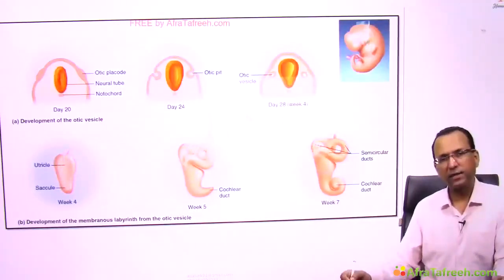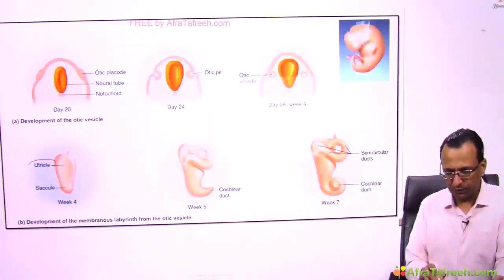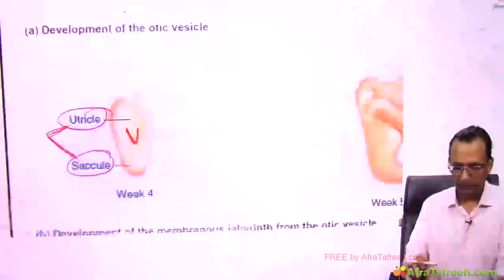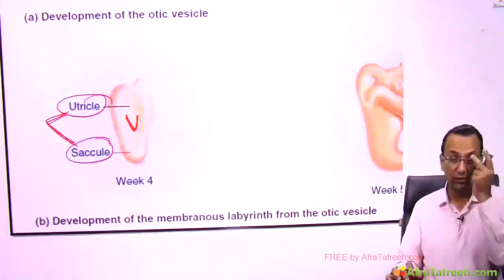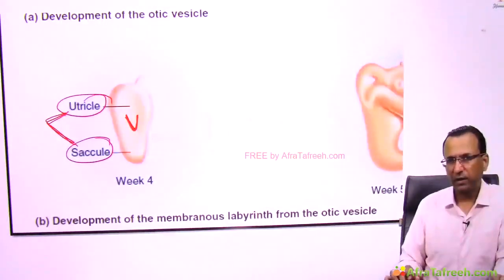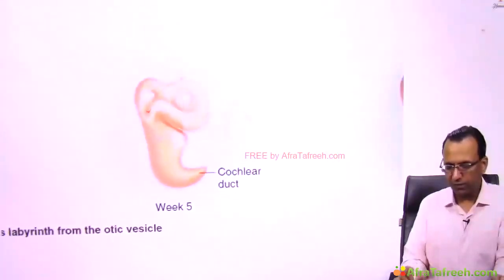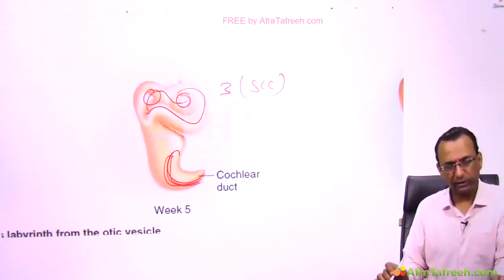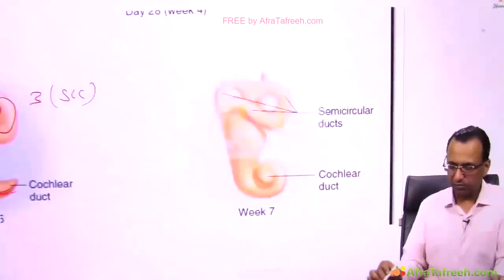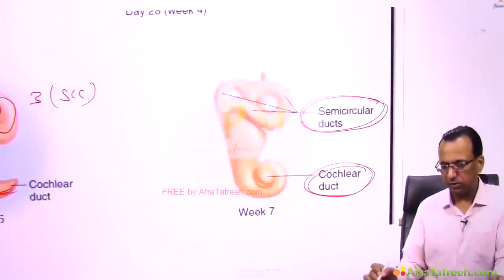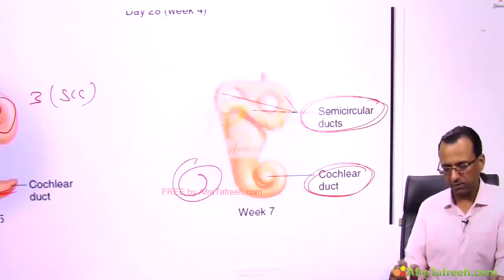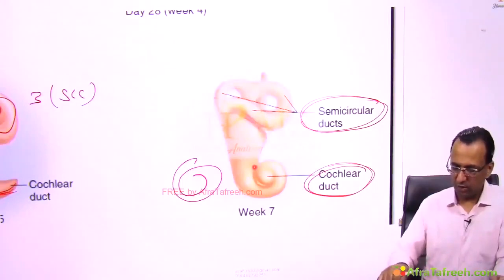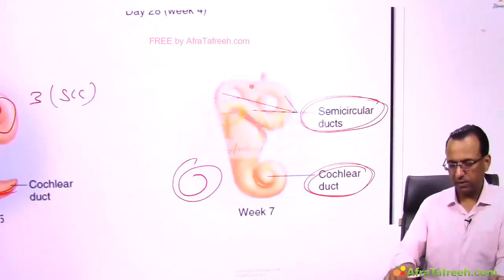And what is there in the inner ear? There is a vestibule, which is utricle and saccule. What else is growing? Three semicircular canals and the cochlea also. I think the cochlea is spiral. Yes, the cochlea is spiral, and these semicircular canals are also spiral.